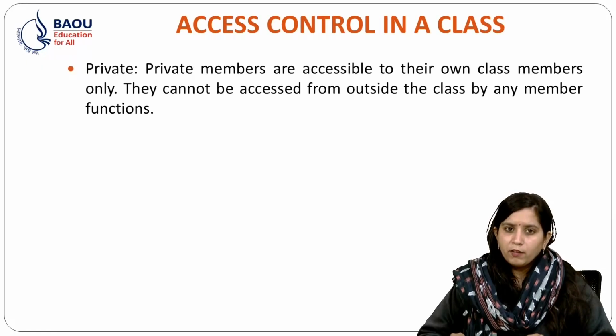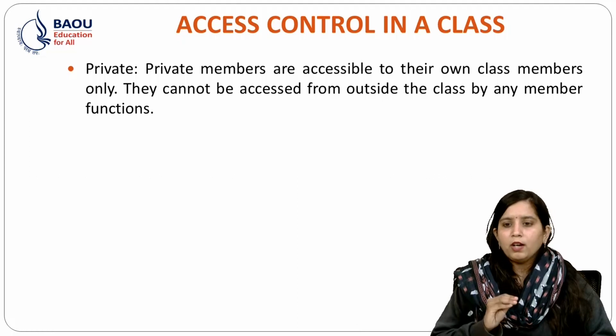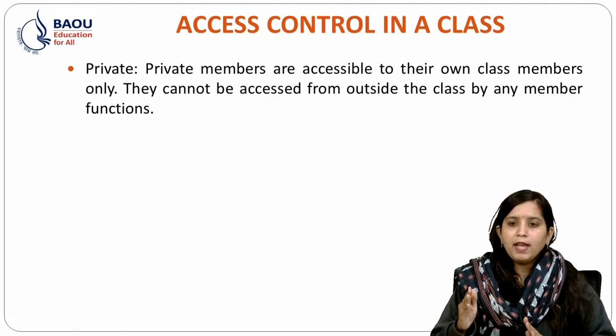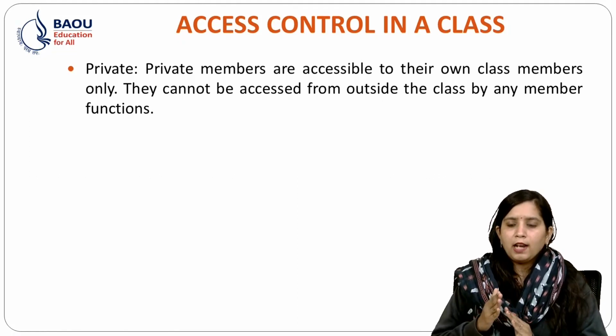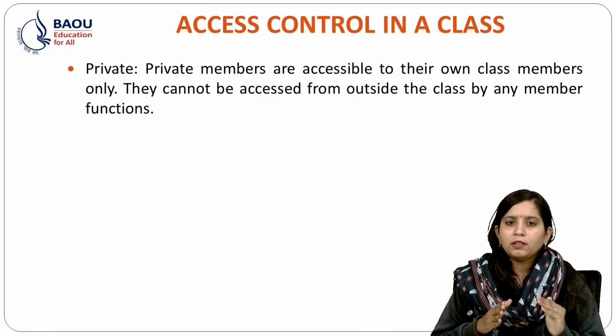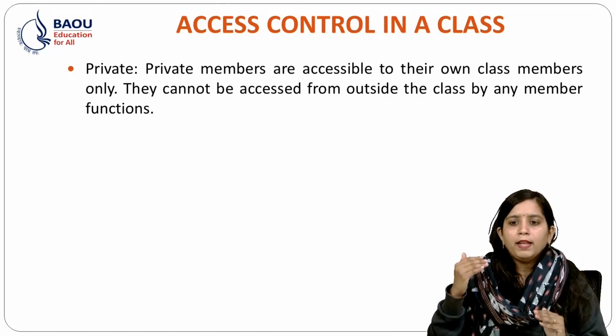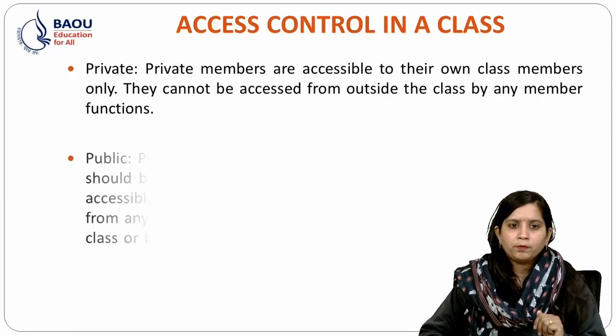Now, what is a private member? Private members are accessible to their own class members. They cannot be accessed from outside the class by any non-member function. So, for security reasons, private members are not accessed from outside the class.